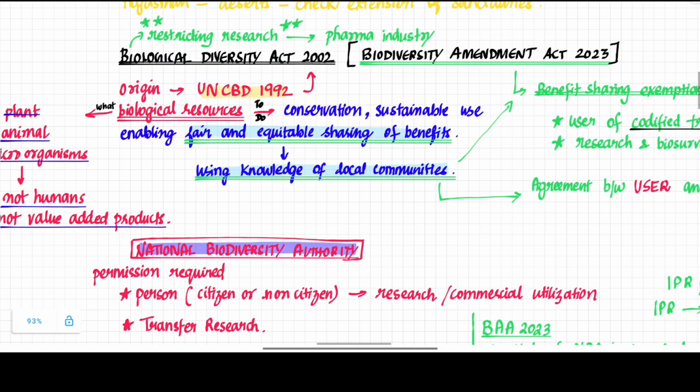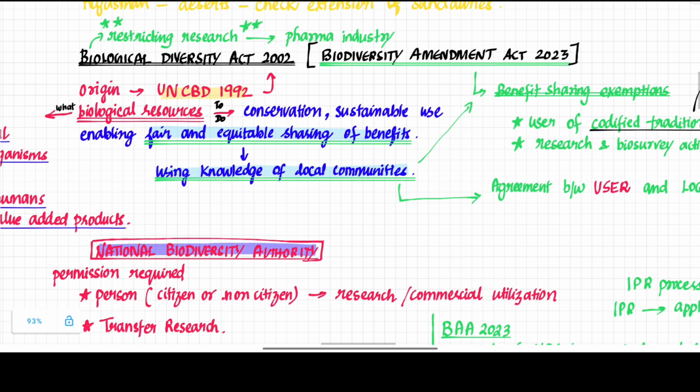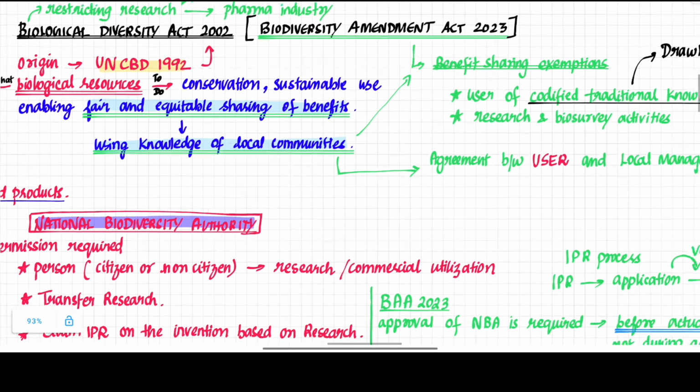Recently, there was an amendment in 2023, right? We are talking about the benefit sharing, right? Now, what is the issue over here? For research, it is restricting because of the benefit sharing, because pharmaceutical companies have to produce a lot of medicines. Therefore, it is affecting the research sharing. Here, the restriction of the research is a drawback for the pharmaceutical industry.